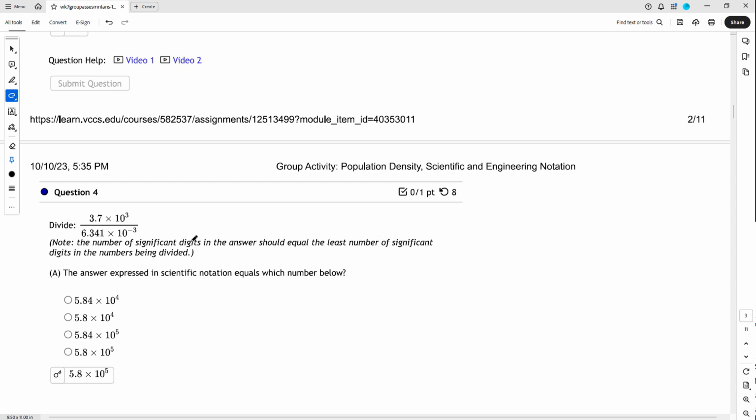Okay, so this one here, I have 3.7 divided by 6.341. The least number of significant digits, so that's one place over. Times 10 to the third divided by 10 to the minus 3. Okay, so I divide. I have what here? 3.7 divided by 6.341.